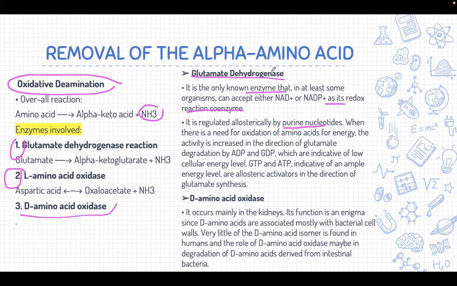Next po, for the D-amino acid oxidase, it occurs mainly in the kidneys.